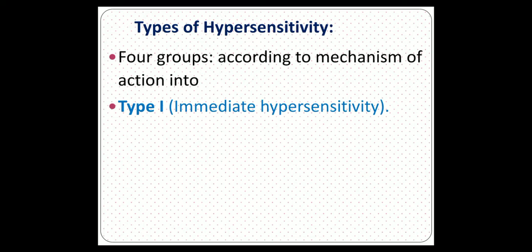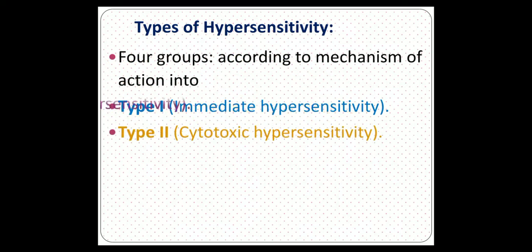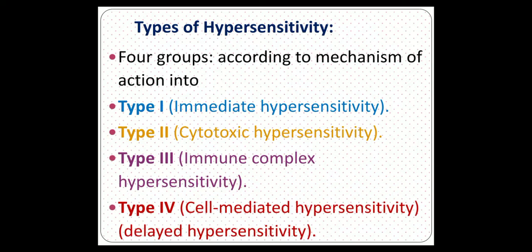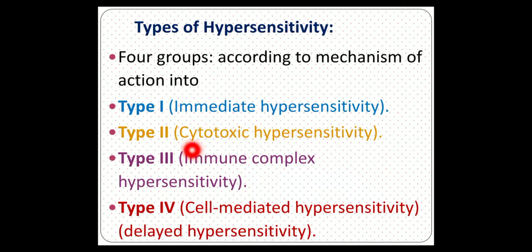Now let's talk about the types of hypersensitivity. They are classified into four groups according to mechanism of action. Type 1 is immediate hypersensitivity, which we will talk about in this video in a bit of detail. Type 2 is cytotoxic hypersensitivity. Type 3 is immune complex hypersensitivity. Type 4, also known as cell mediated hypersensitivity, is delayed hypersensitivity as well. We will talk in more detail about the type 1 hypersensitivity reaction, also called immediate hypersensitivity or anaphylaxis.